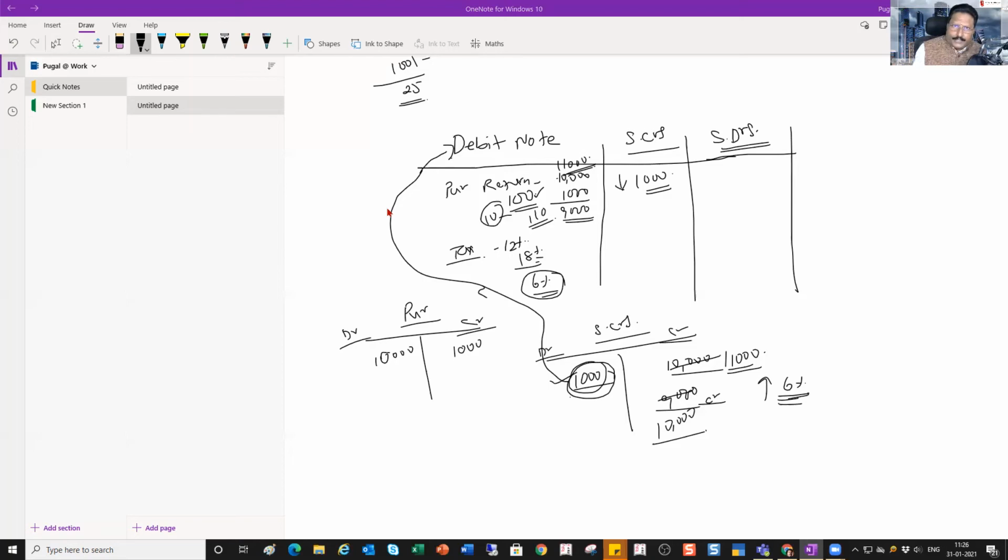The other instance is the tax rate. If they have charged a higher rate of GST instead of the actual rate applicable, then again there is this excess amount being charged in your account. So for you to reduce it and rectify it to the actual tax rate, you are going to pass a debit note.